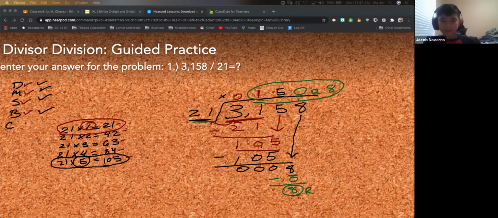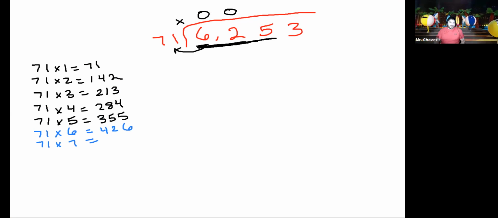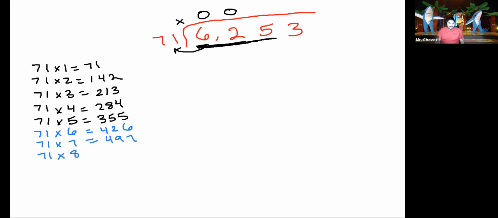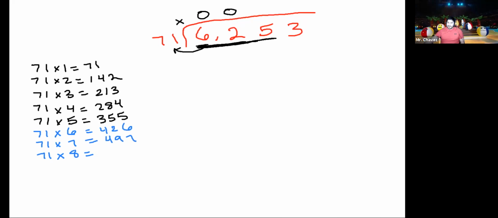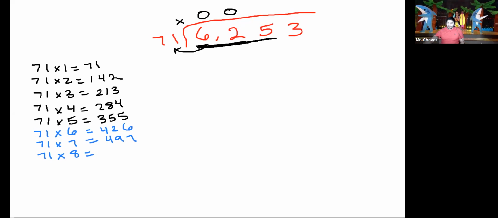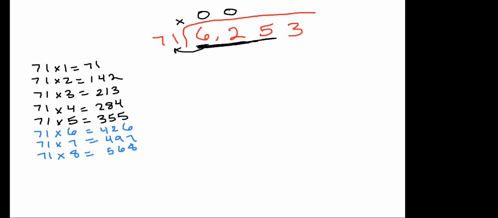I got the answer, but I started got it wrong. Yep, 497. I'm still not close yet. I want to get something close to 625. So let's do 71 times 8. So if I do 71 times 8, that should give me 568, right? 568. Yeah.